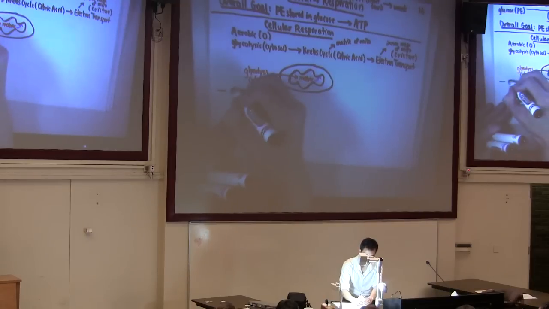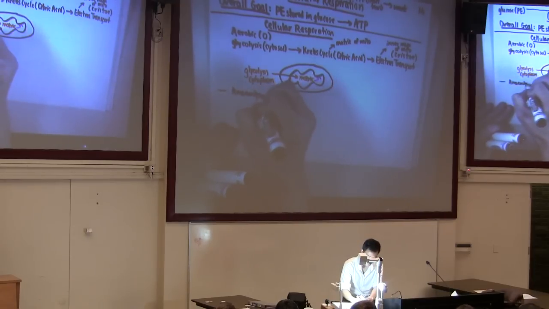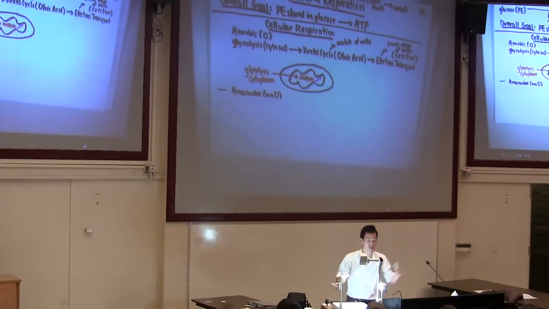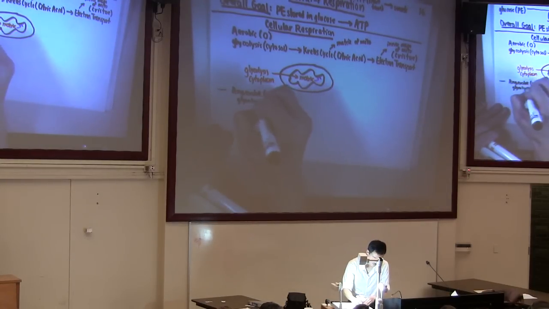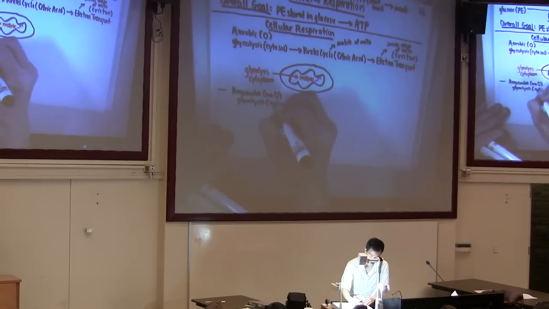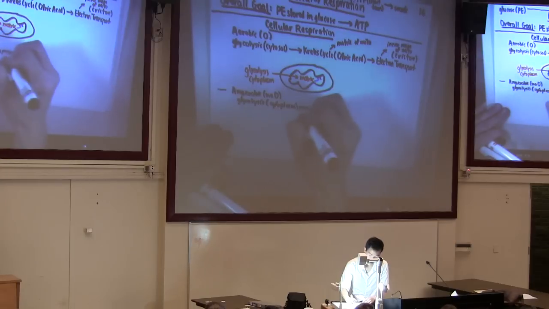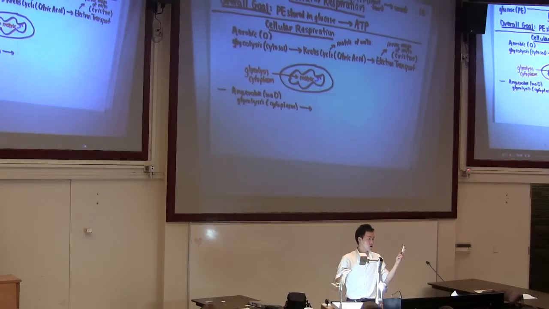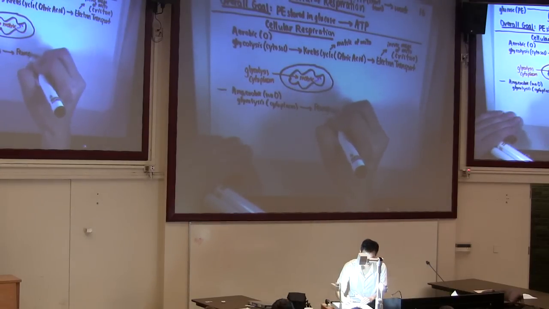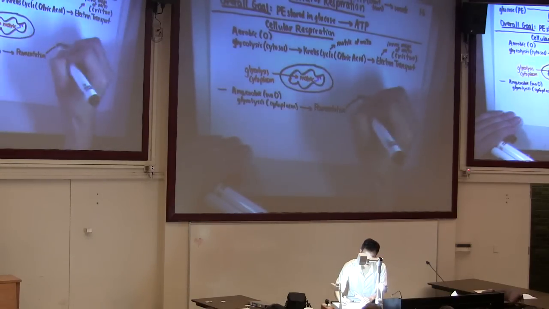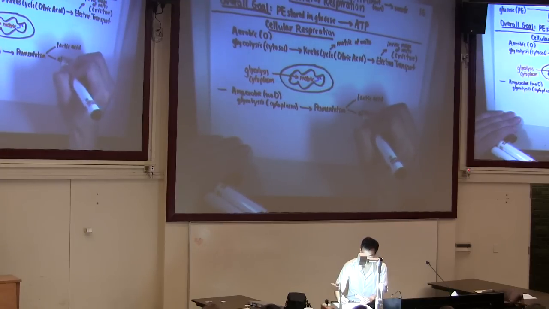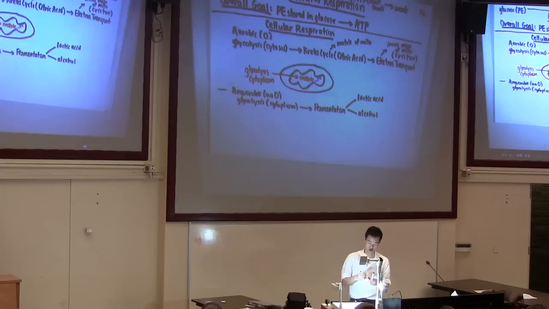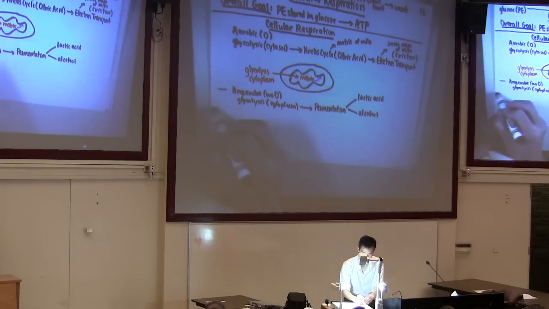So if you don't have oxygen, anaerobic, no oxygen, what do you start off with? Glycolysis, which occurs in the cytoplasm or cytosol, and then you move on to fermentation. There are two types, lactic acid or alcohol fermentation. Right, so you don't do the Krebs cycle at all.